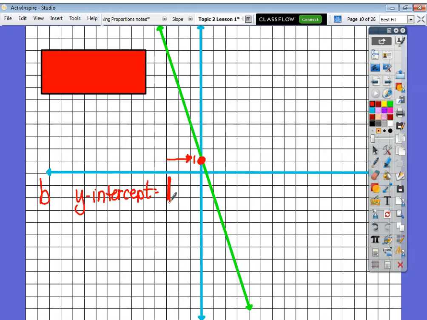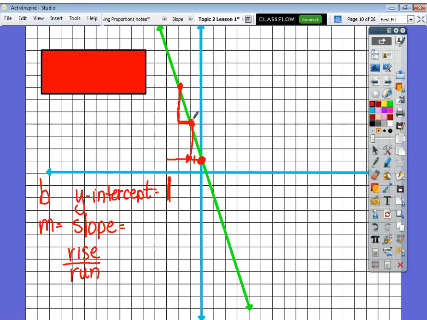Okay, now I'm going to find my m, my slope. And my slope, remember, is rise over run. So I have to find some good intercepting points. I'm going to pick this one and this one. Okay, and I'm going to build my stairs. There's my stairs, and let's see what happens.